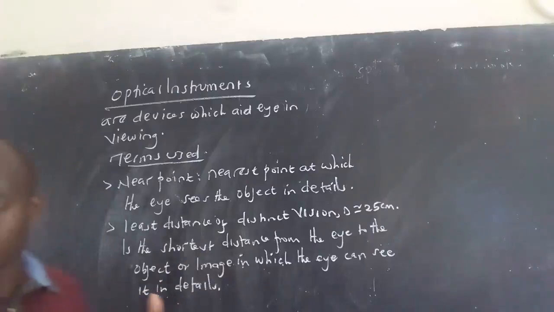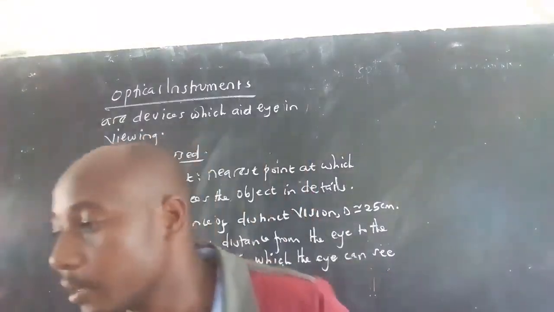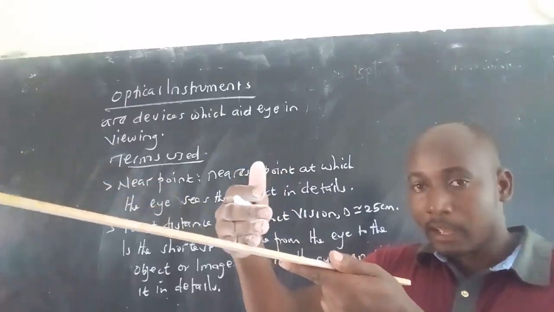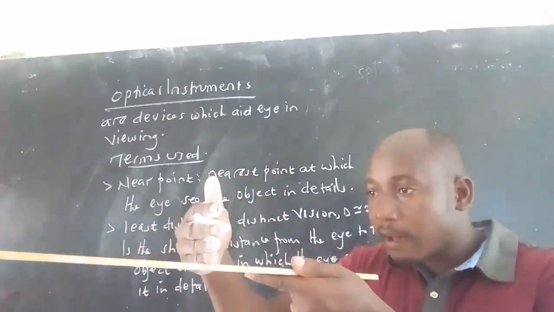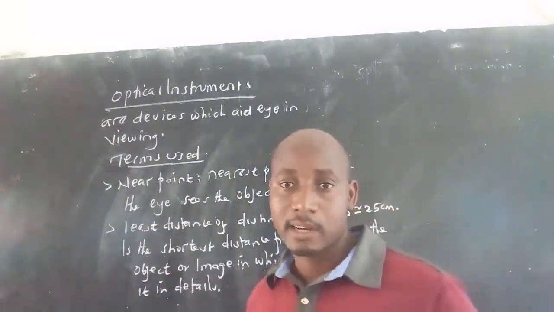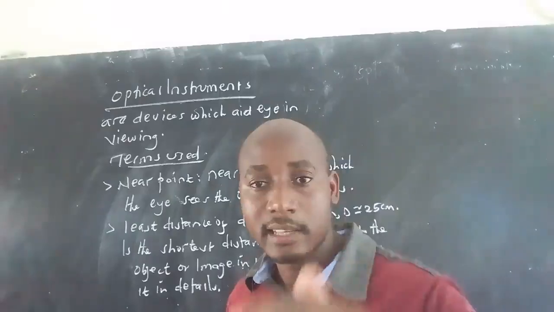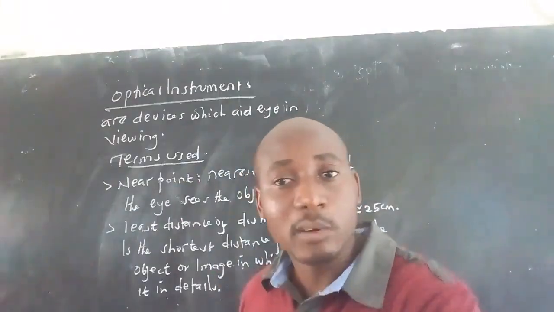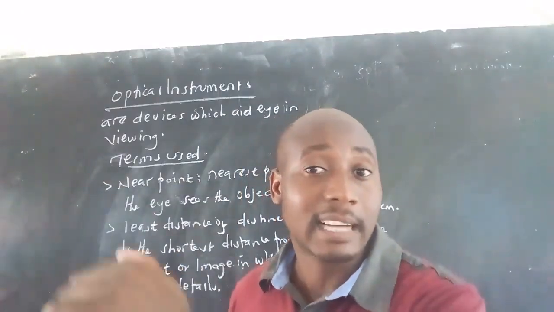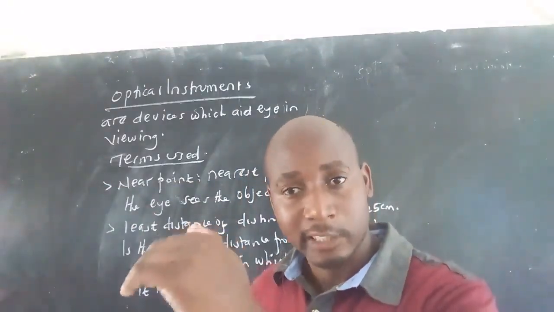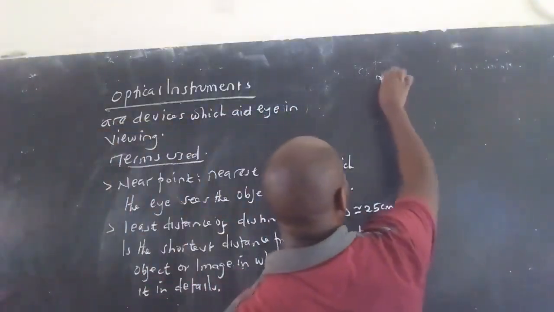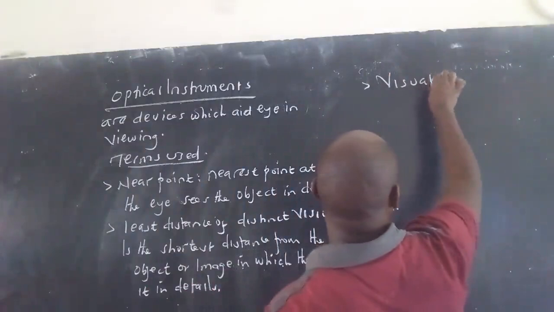So the distance is about 25 centimeters from your eye. When you put an object at 25 centimeters, you are able to see it clearly or in its details. That distance is called the distance of distinct vision. That point is called the near point, the point at which the object is placed so that it can be seen in its details. That's it. Then we go to visual angle.